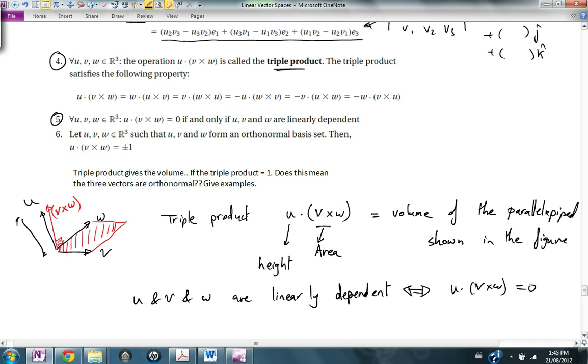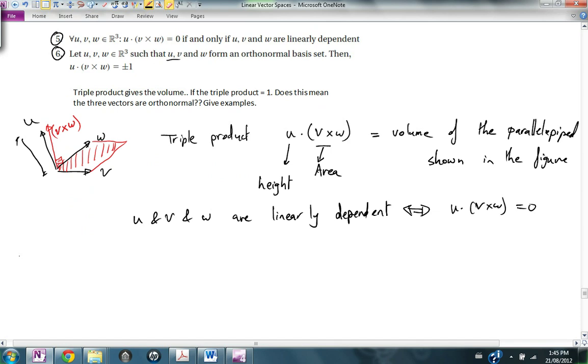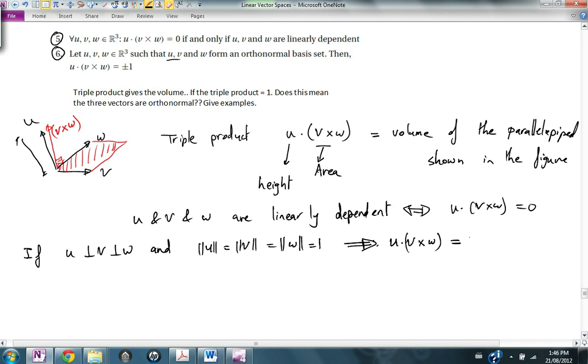And the last result: if U, V, and W form an orthonormal basis set, then U dot V cross W is equal to 1. If U is perpendicular to V, perpendicular to W, and norm U is equal to norm V is equal to 1, therefore their triple product is equal to 1.